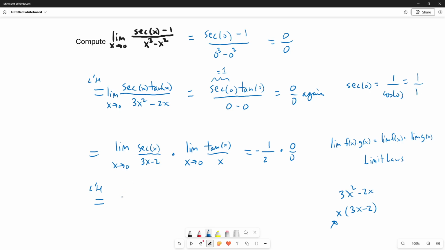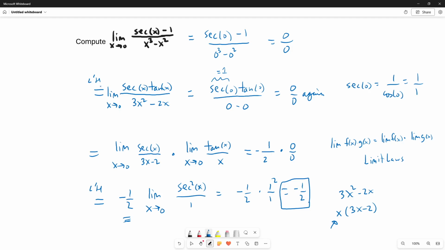So we get negative 1/2 from the first limit, and then from L'Hopital's rule on the second limit, the derivative of tangent is secant squared, and the derivative of x is 1. This limit is 1 squared over 1. So we have negative 1/2 here times 1 squared over 1. And the answer then is just negative 1/2.